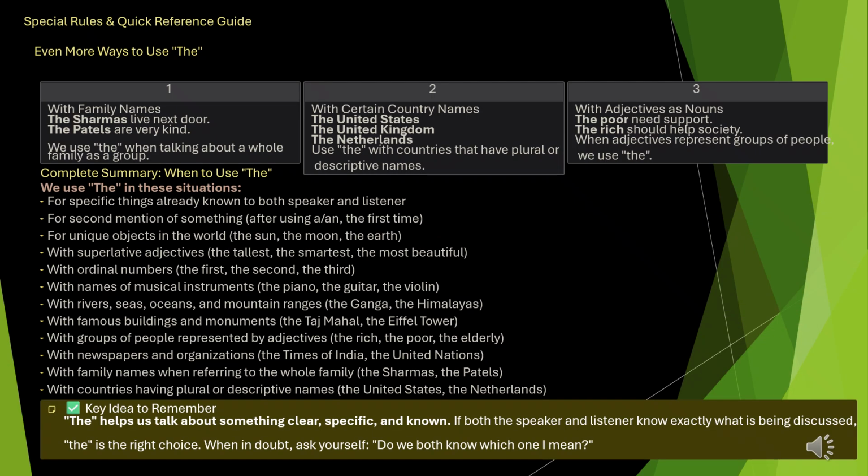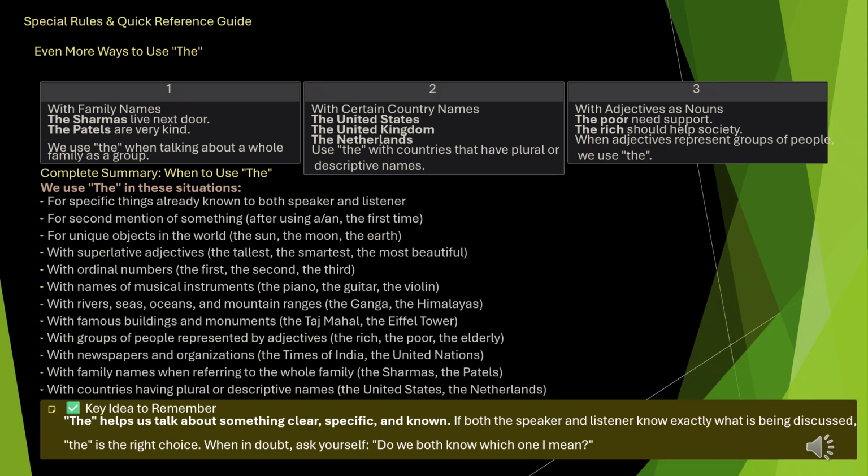Special rules and quick reference guide. Even more ways to use the. With family names: the Sharmas live next door. The Patels are very kind. We use the when talking about a whole family as a group. With certain country names: the United States, the United Kingdom, the Netherlands. Use the with countries that have plural or descriptive names.